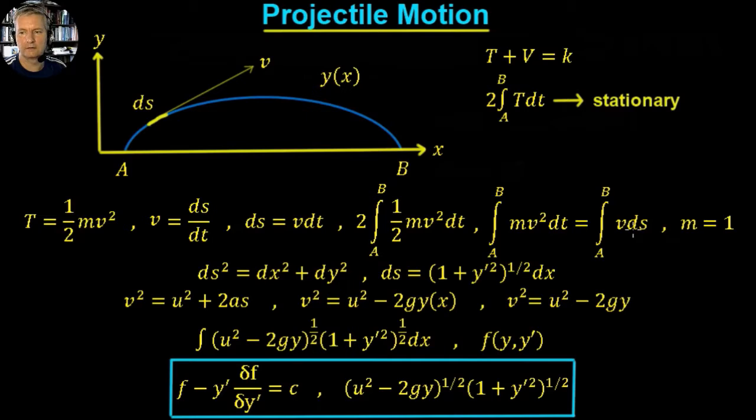Now the ds, we've done this before several times. We can say that ds squared is dx squared plus dy squared. So we take dx squared out, find the square root, and then take the value of dx back up. Then we have ds equals (1 plus y prime squared) to the power of a half, times dx. I've seen that quite a few times, and it appears all the time in our examples in the calculus of variations.